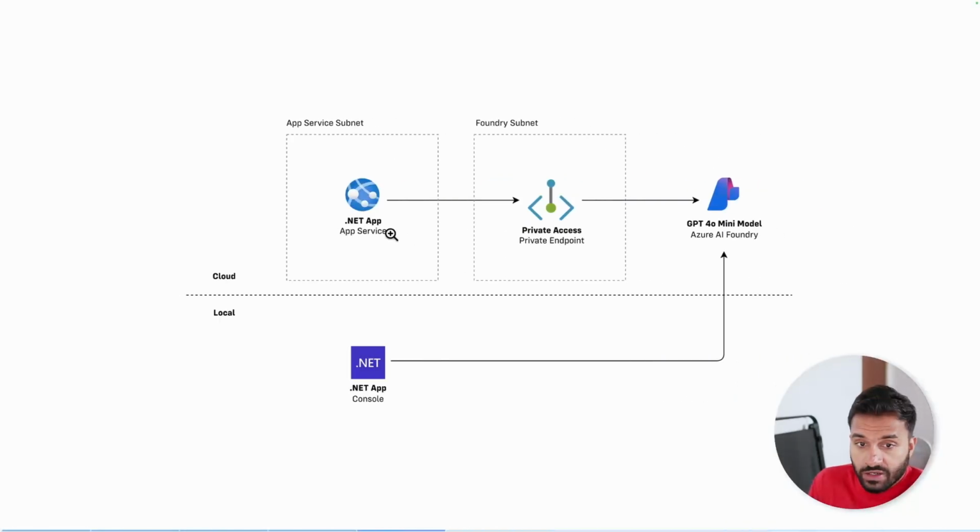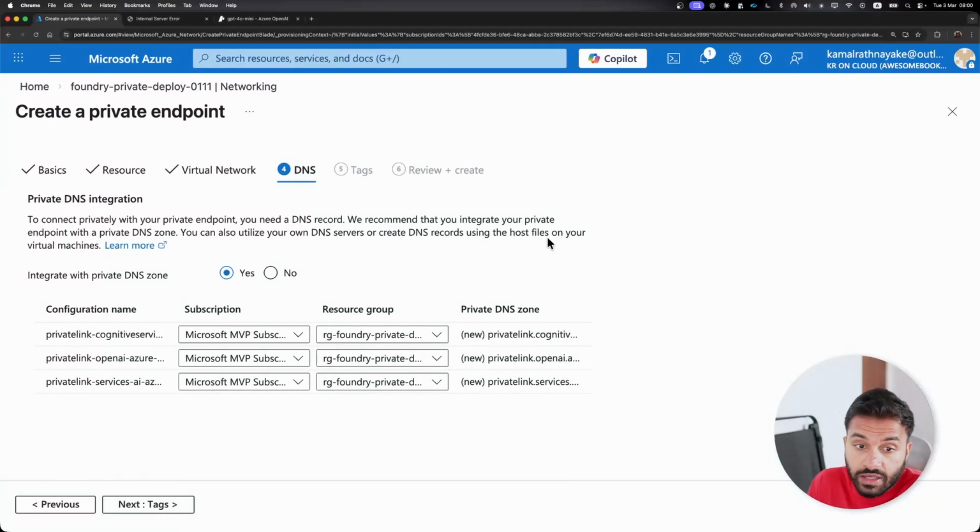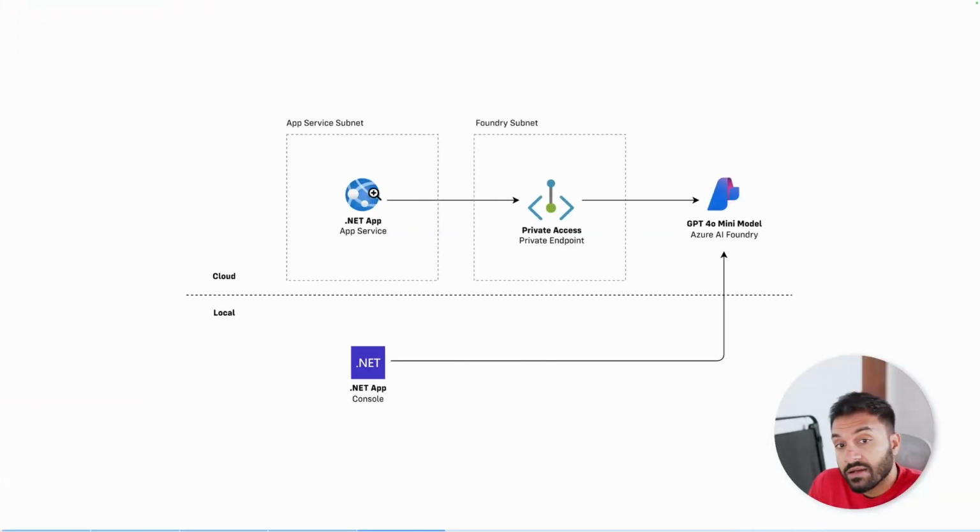What we're doing now is that we are keeping the traffic from the app service to the AI model private. So we're doing that by adding a network interface card representing the AI Foundry resource in the Foundry subnet. So that's why we need to configure a private DNS zone. So basically, when this app service talks to a domain, it should route the traffic back to the private NIC.